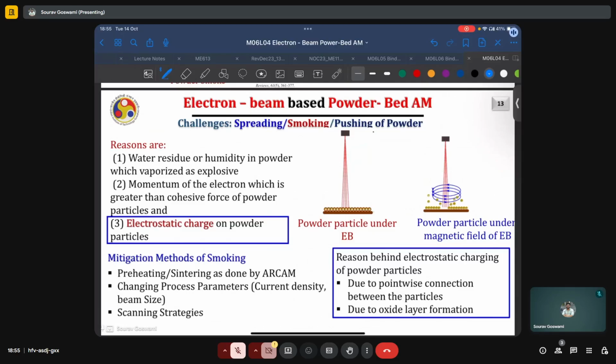A few methods to mitigate or prevent this smoking phenomenon have also been proposed. One is the preheating or almost sintering of powder particles, which is done by RCAM already. Second is by changing the process parameters in terms of the current density, the beam size, and others. And third is by adopting suitable scan strategies, which can be optimized.